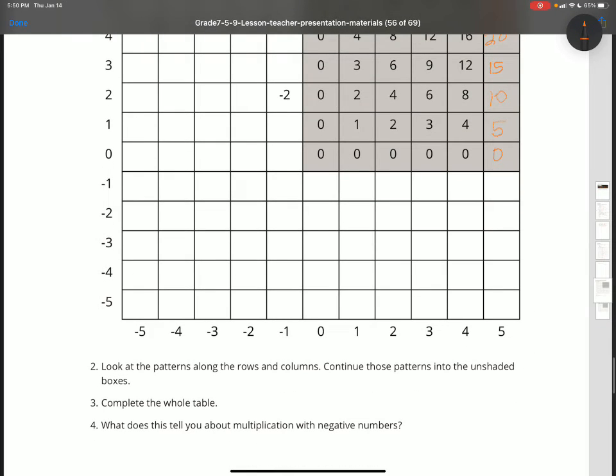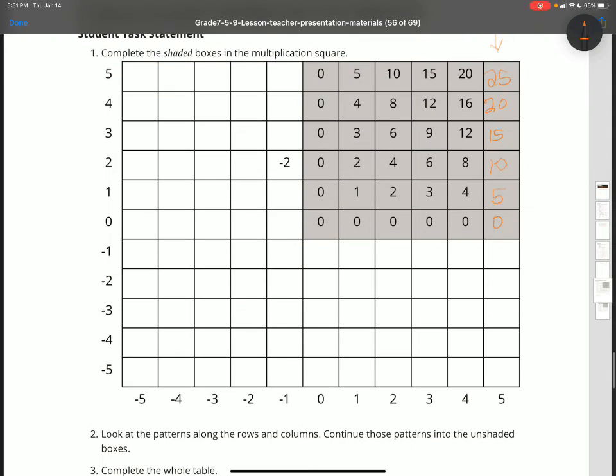It says, look at the patterns along the rows and columns. Complete the patterns in the unshaded boxes. And then it said complete the whole table. So what you guys can do right now while I'm filling this table out is try to fill it out at home. If you have any questions about how to fill it out, you can fill it out with me.